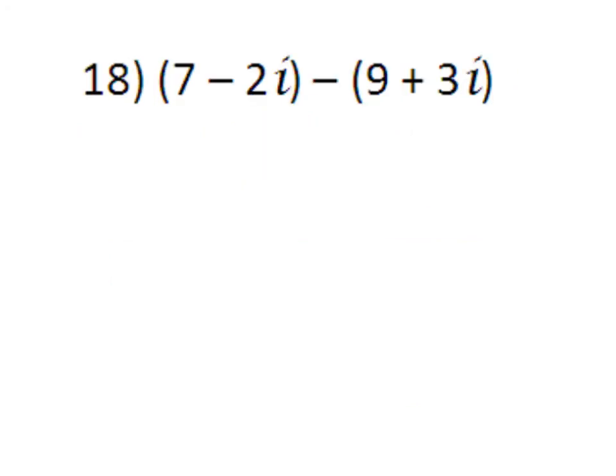A little bit different here. This is subtracting. You have to first distribute your negative 1 into the equation. So I'd have 7 minus 2i. That does not change here. Negative 1 times 9 would give me a negative 9. Negative 1 times 3i would give me a minus 3i.